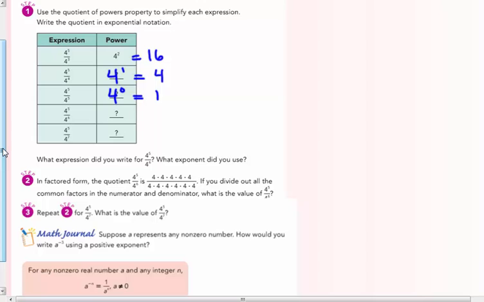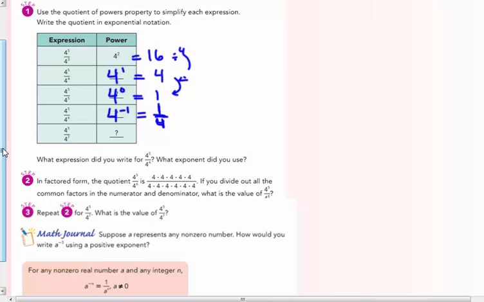4 to the 5th over 4 to the 6th, keep the base and subtract those exponents. 5 take away 6, that's negative 1. That equals 1/4. I'm dividing by 4 here as I go along this pattern. Maybe you've seen that. 16 divided by 4 gives me 4. 4 divided by 4 gives me 1. 1 divided by 4 gives me 1/4.